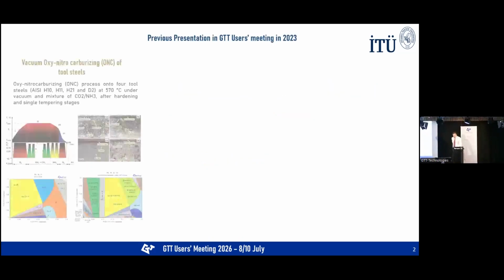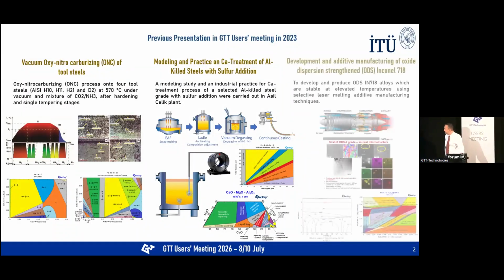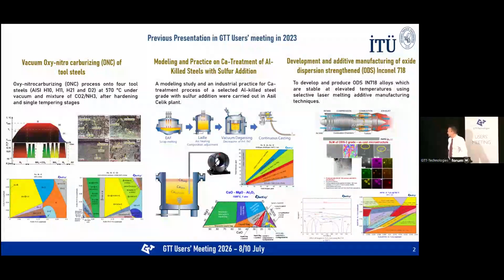A couple of years ago I presented here three different cases: the vacuum oxy nitrocarburizing of tool steels, modeling and practice on calcium treatment of aluminum killed steels with sulfur addition, and the development and additive manufacturing of oxide dispersion strengthened Inconel 718.